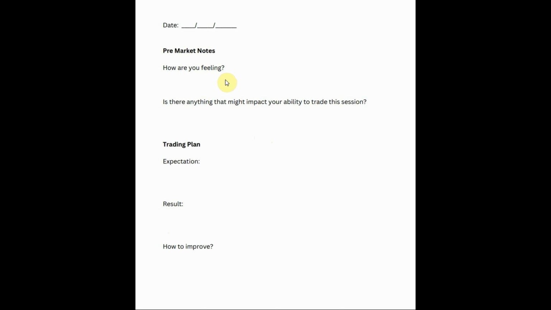So if you're feeling motivated, for example, and your results are good, and that's a continuous pattern, it's ideal that you understand that and then be able to get into a motivated state so that you can effectively enhance the results of your trading. Is there anything that might impact your ability to trade this session?